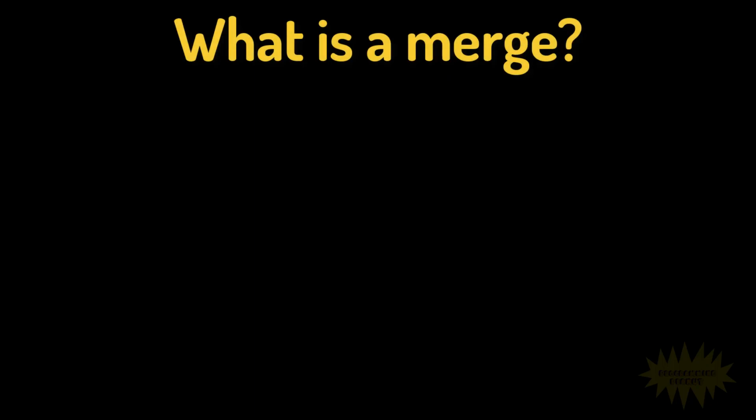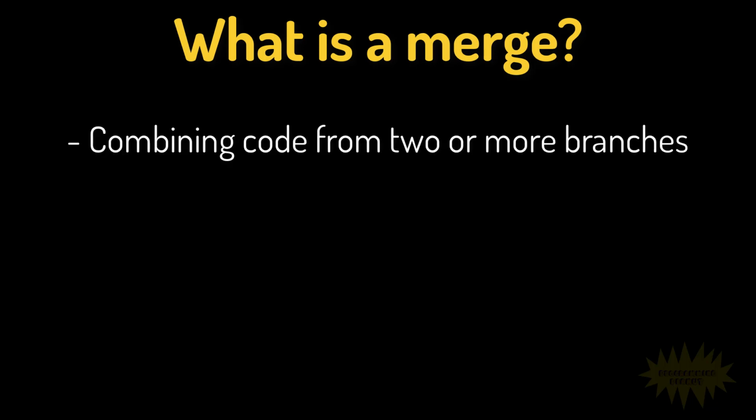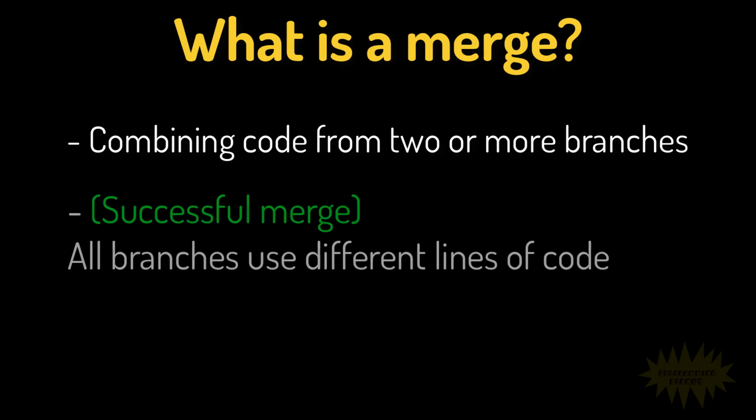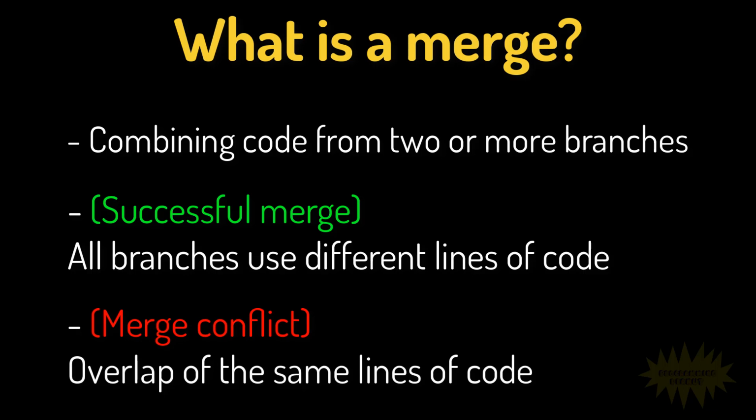All right, so what is a merge? A merge is basically when you want to bring in changes from another branch. Now, two things can happen. If you're lucky, the code that you want to bring in fits in nicely into your current code and there is no conflicts. Or if there is overlap in the code, you get what's called a merge conflict.